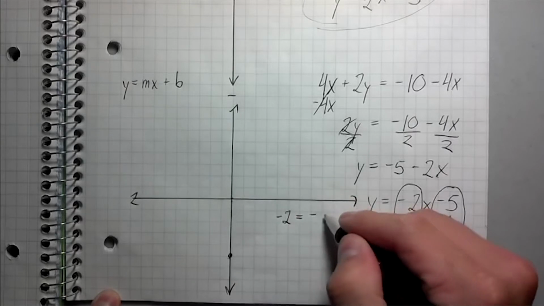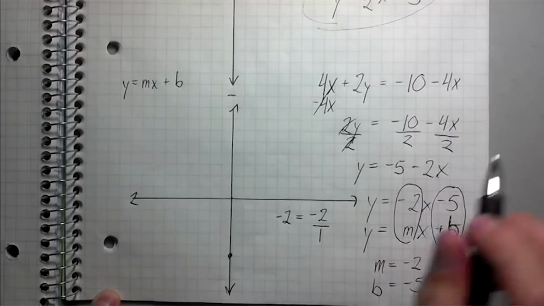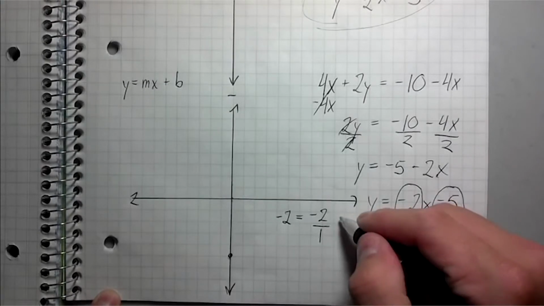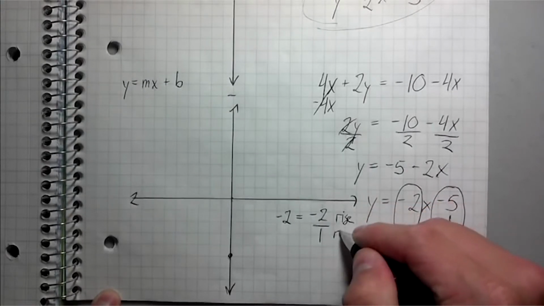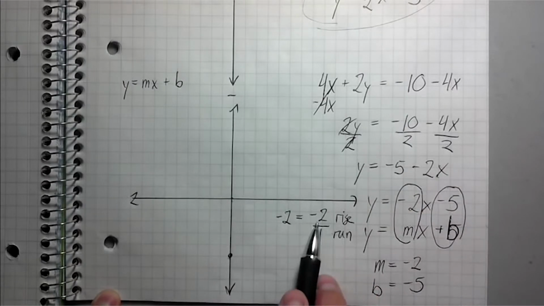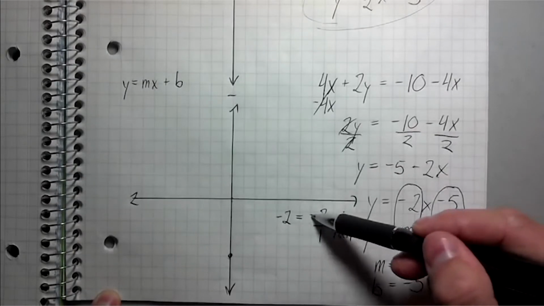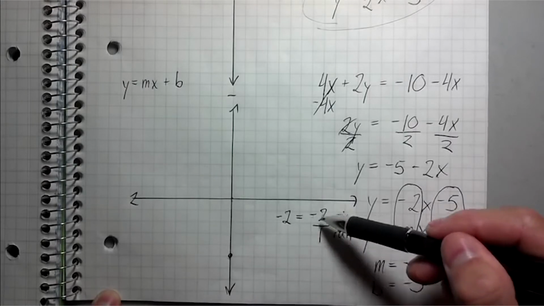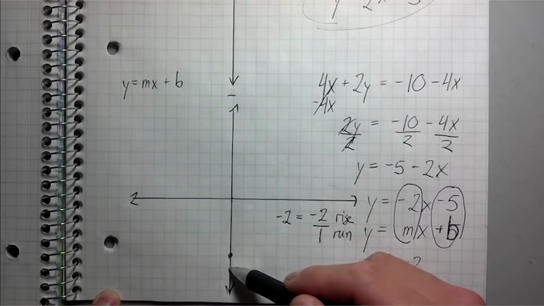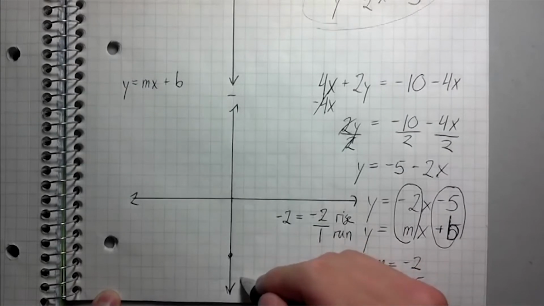Instead of -2, I'm just going to think of this as -2 over 1, right? Because anything over 1 is itself. But now, the reason this is important is that I can clearly see this is rise over run, which means I have a rise of -2 and a run of +1. Remember, down means negative and up means positive. In terms of run, right means positive and left means negative. So -2 over 1 means I count downward by 2, rightward by 1. I'm going to put a dot right here.